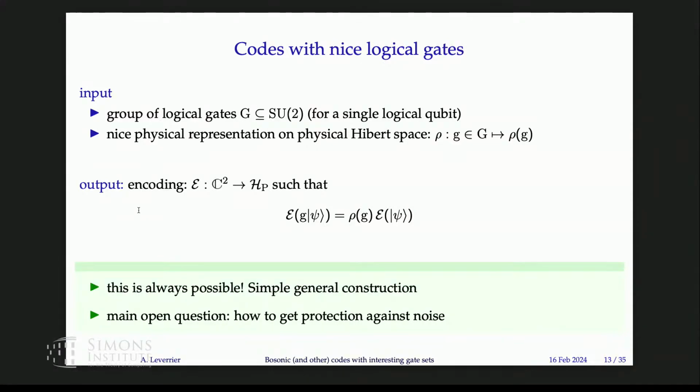And what's maybe surprising, maybe not, I don't know, is that this is always possible. There's a very simple general construction that gives you all of these encoding maps. And now the main open question is really how to find, within all these maps that you get, the ones which give you good protection against noise.